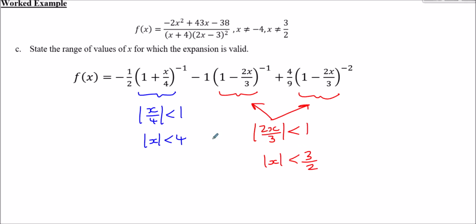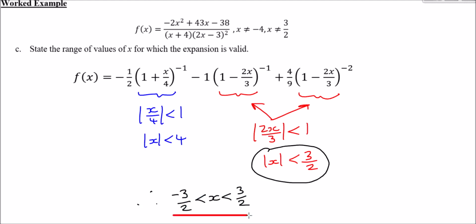So what satisfies both of these? What range satisfies where the size of x is less than 4 and also the size of x is less than 1.5? We've got to go for this one. For example, 2.5 would satisfy this one, but it wouldn't satisfy this one. The only range which satisfies both is x being in between minus 1.5 and 1.5. So therefore, we need x to be in between minus 3 over 2 all the way up to and not including 3 over 2. That's our range which makes the expansion valid.